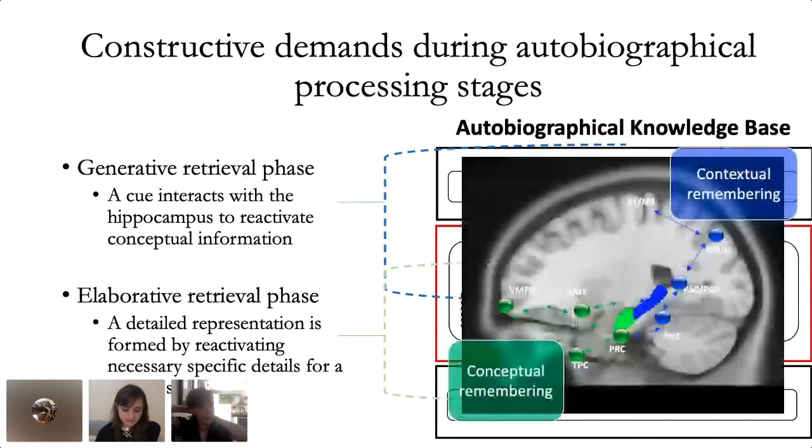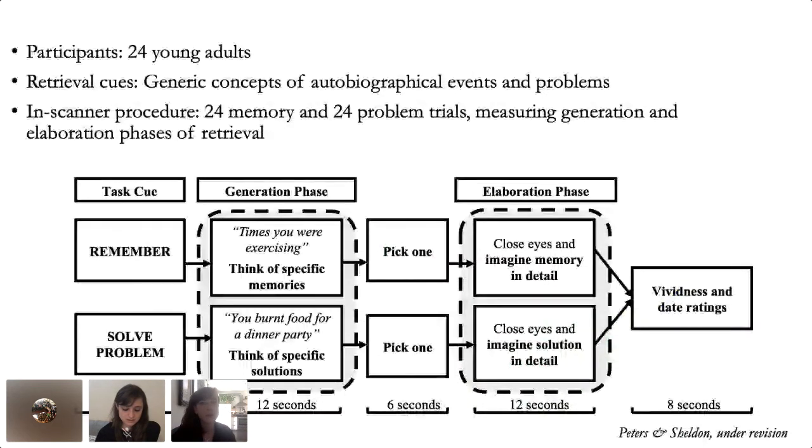So we ran an fMRI study in which we scanned participants as they did a memory and personal problem-solving task that included these two phases. All trials began with a general event or problem cue to prompt access to multiple conceptually linked events. A memory cue could be times you're celebrating or exercising, and a general problem cue could be you burnt food at a dinner party. So you've got to think about what you would do.